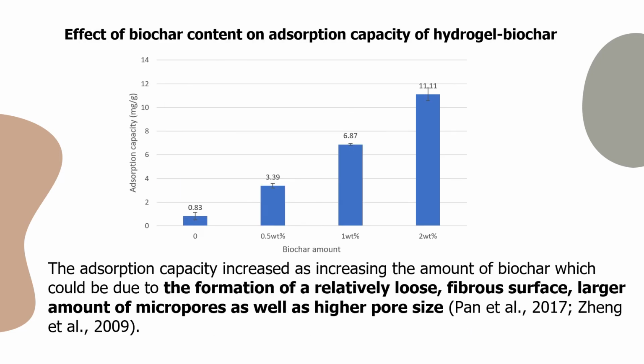Next, the effect of biochar content on the absorption capacity of the hydrogel biochar. From the figure, the absorption capacity increased as the amount of biochar increased, which could be due to the formation of a relatively loose fibrous surface, a larger amount of micropores, as well as a higher pore size.